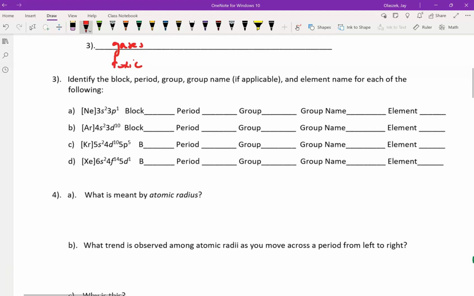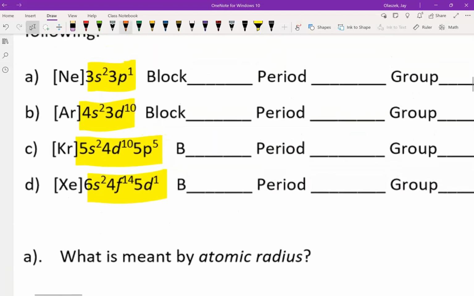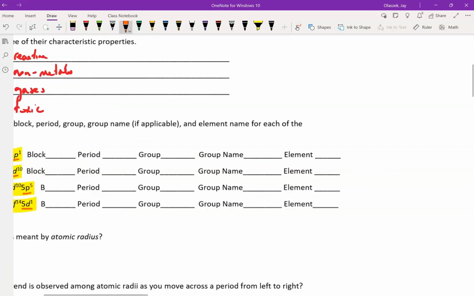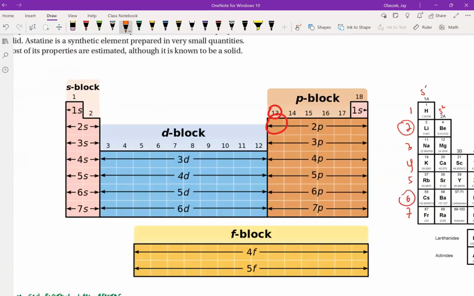Identify the block, period, group and group name, if applicable, and element name for each of the following. So here's how we're going to do this. Each of these has an outermost electron configuration. We know that when they end in a particular outermost electron configuration, that's the block they're in. Block, of course, being this part of the periodic table.